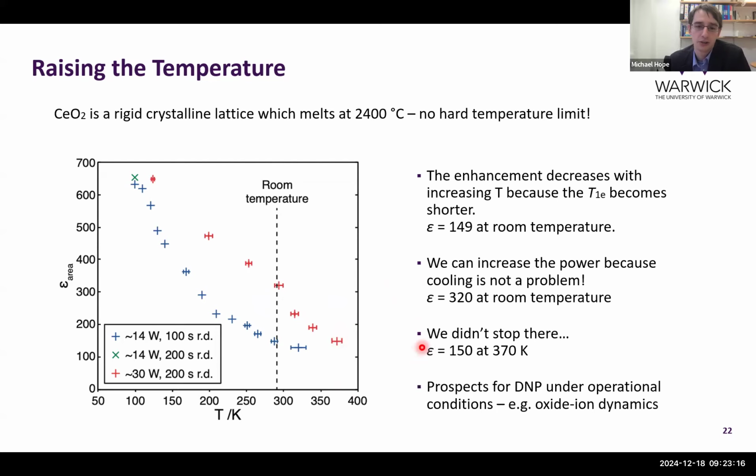And so this is interesting because it raises the possibility of doing DNP under operational conditions. So you're not suppressing things like dynamics that are maybe relevant for the process. So for instance, cerium oxide, when you dope with gadolinium, is an oxide ion conductor. And so if you want to look at oxide ion dynamics, you don't want to be down at 100 Kelvin.